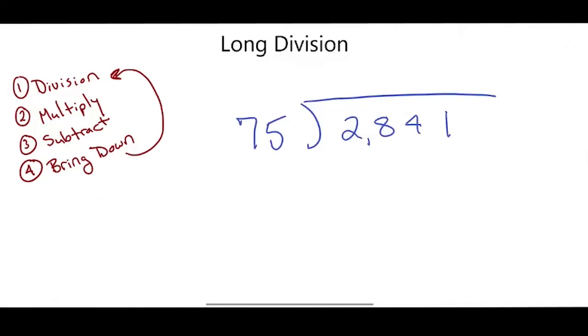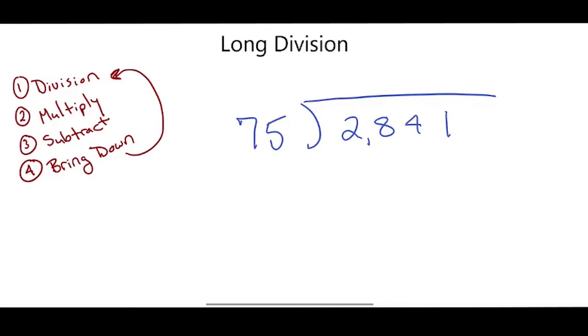All right, so now we're going to do 2,841 divided by 75. So now I need to try to divide 75. Well, I can't divide 75 into 2. So how about 75 into 28? Well, 75 will not go into 28. So I need to actually try to divide 75 into 284. So I need to guess how many times 75 will go into 284.